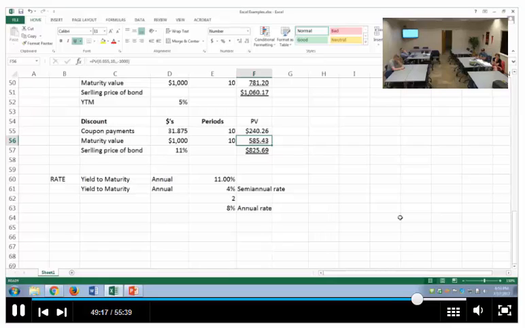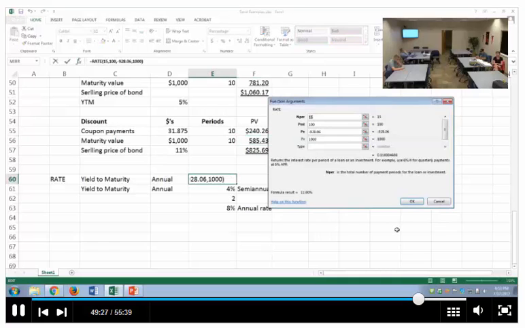Okay? So, could you put the cursor on the 11%? Yeah. Okay. And then go up to function. All right. Now, what the argument is looking for: I'm trying to find the yield to maturity of a bond that's currently selling for 928.06. So that goes in as a negative. The coupon is 100. That goes in as a positive, and the future value goes in as a positive.